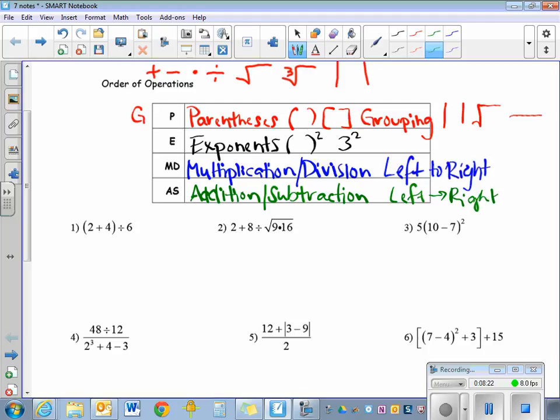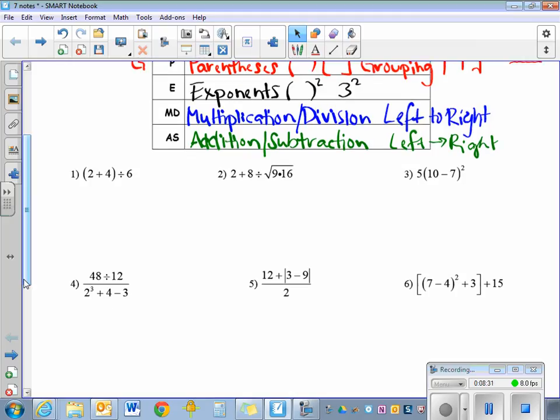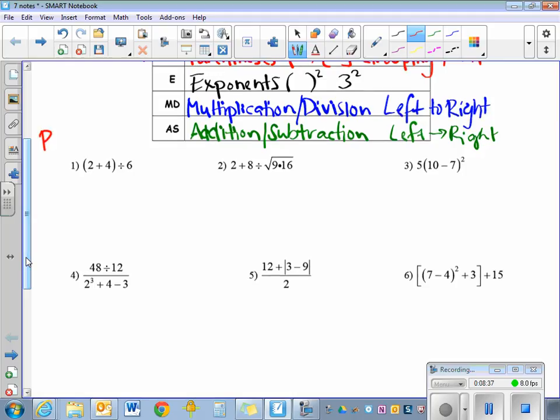Okay, so let's go ahead and do a few of these. I'm going to pick a few and then have you work together on your own for a few of them. So I'll start off with number 1. So again, we have PEMDAS. So with each of these, we need to be looking for these different operations. Number 1, do we see parentheses?